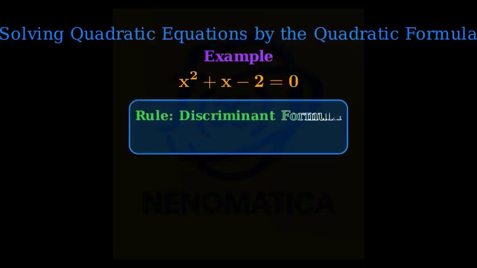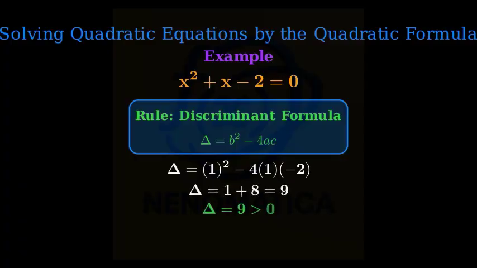Step 1. Calculate the discriminant delta equals b squared minus 4ac. Here a equals 1, b equals 1, and c equals negative 2. Substitute those values and compute delta. Since delta is positive, the equation has two real roots.